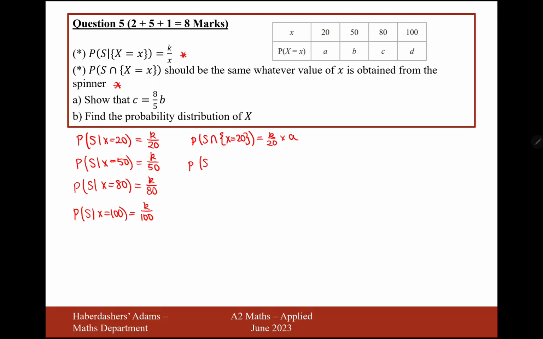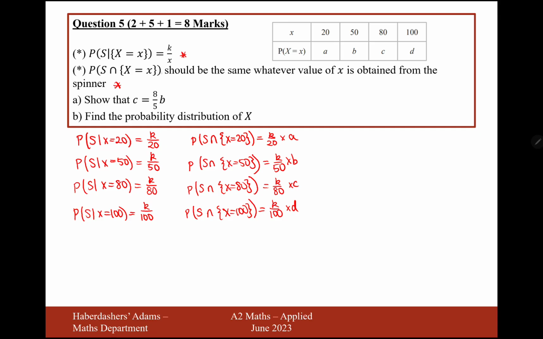So the next one is the probability of S and spinning on the spinner that you're 50 centimeters away. So that is k over 50 times b. Probability that S and x is equal to 80. So that's k over 80 times c. And then the probability of scoring and spinning on the spinner 100 is going to be k over 100 times d.